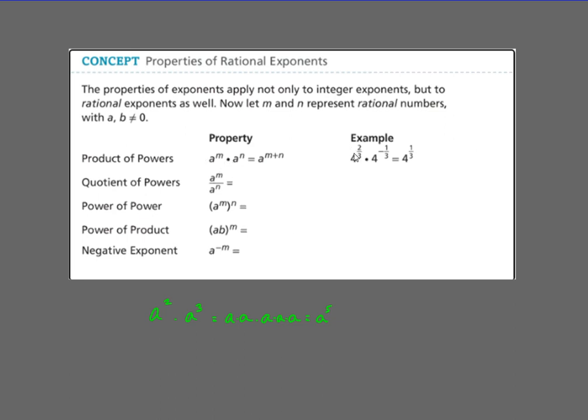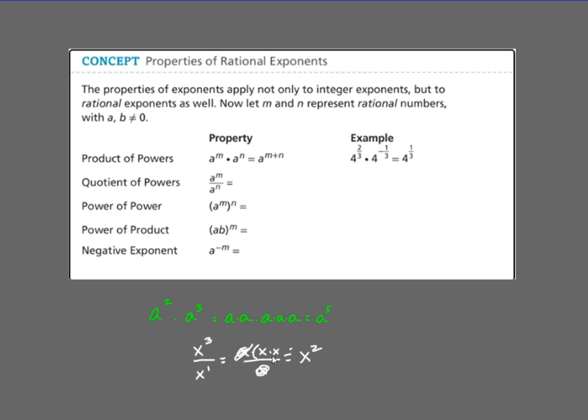And they do it over here with rationals. 4 to the 2/3 times 4 to the negative 1/3. It's 2/3 minus 1/3, which gives you 4 to the 1/3 power. Same concept with division. I could do it with x cubed divided by x, so x to the first. That's the same as x times x times x all over x. One of the x's cancels, and I'm left with x squared.